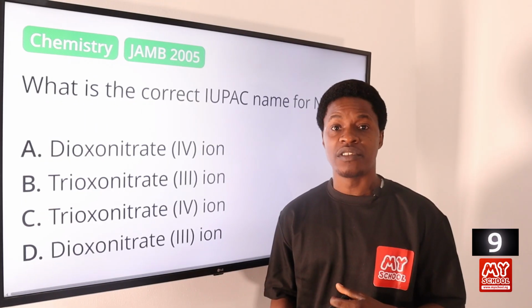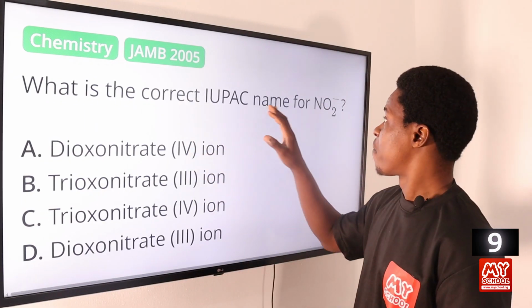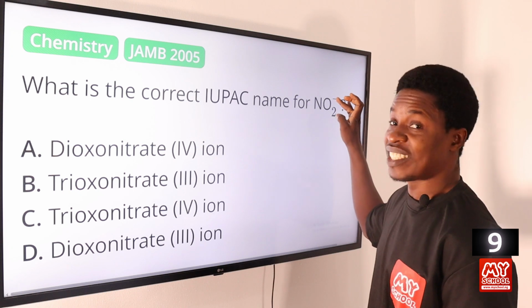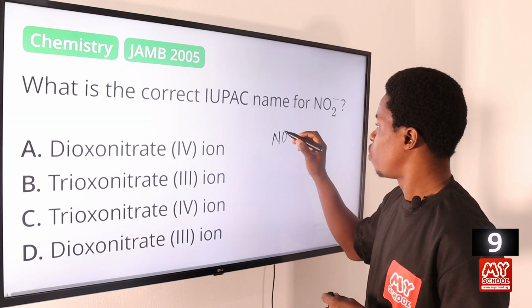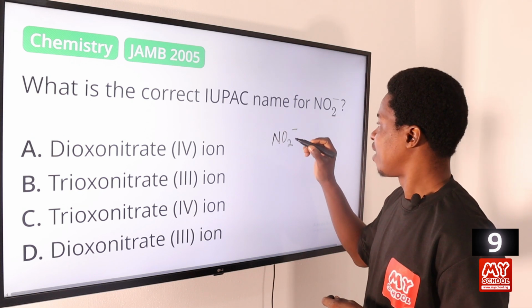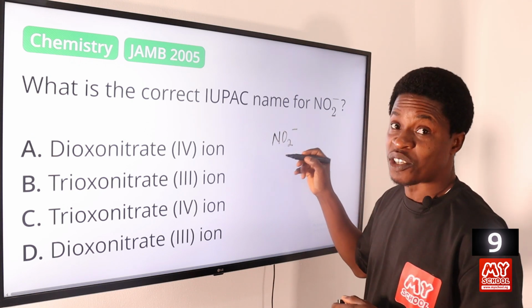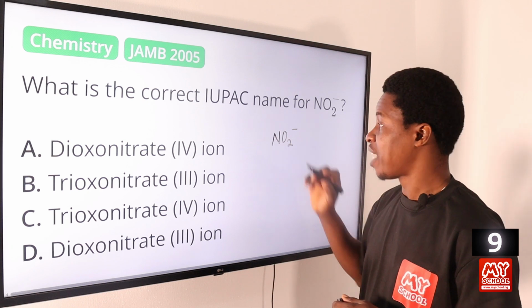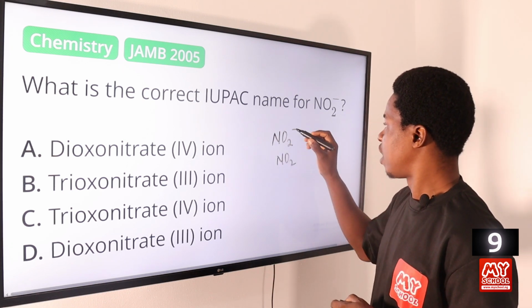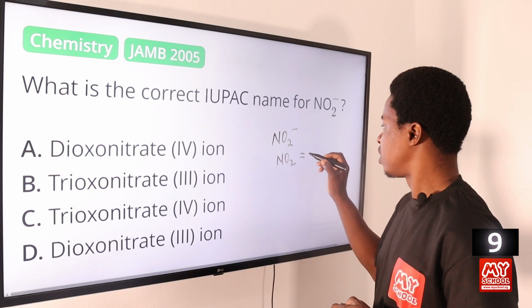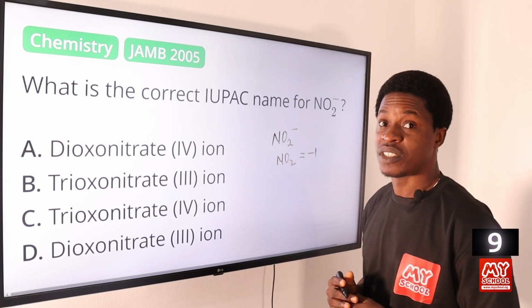Now let's move on to question number 9. What is the correct IUPAC name for NO2 negative? Let's see what we can do. Let's calculate the oxidation state of nitrogen here. So this will be NO2, and because this is negative, we are going to equate this to -1. That's what the rule says.